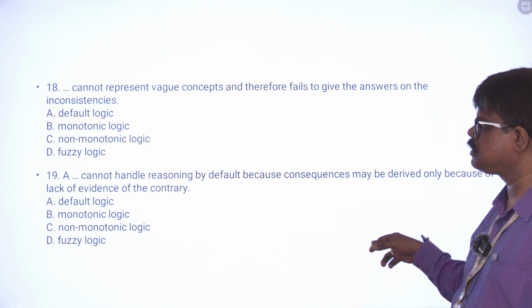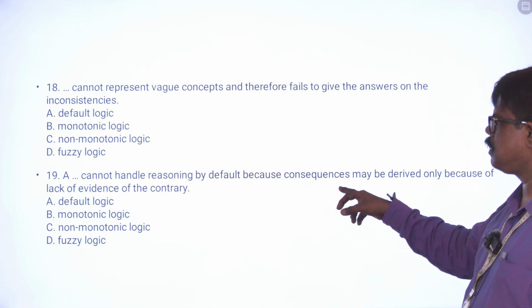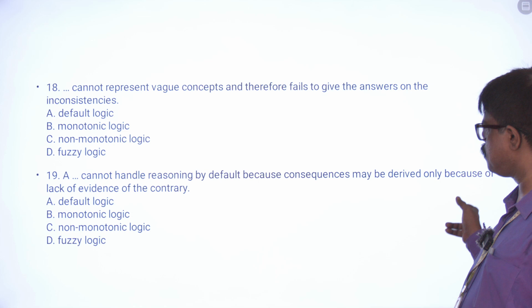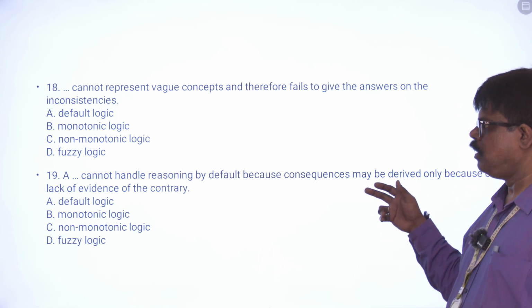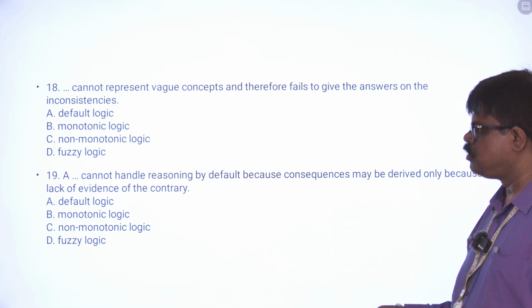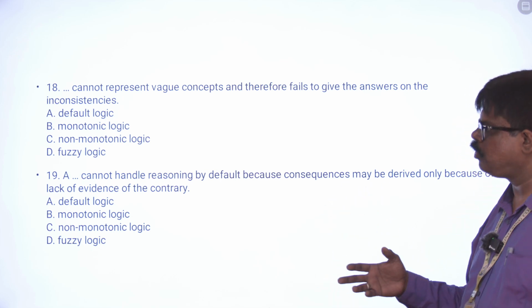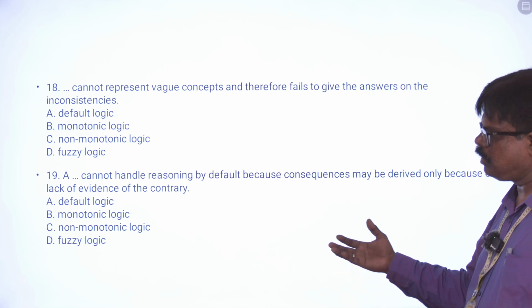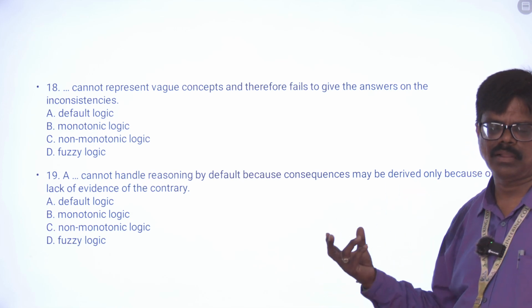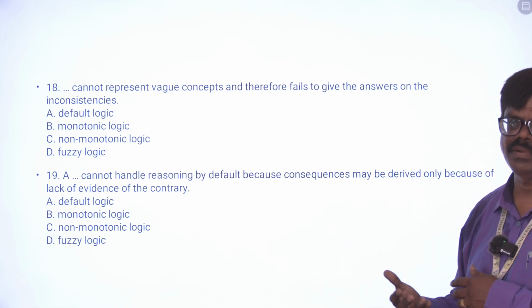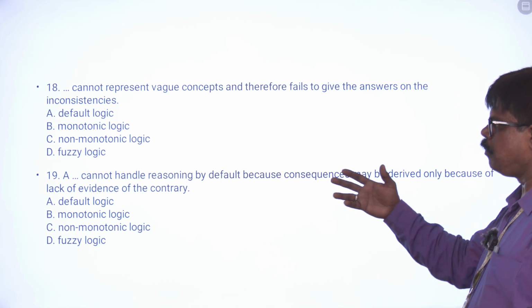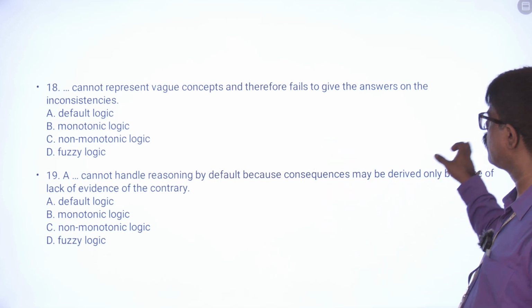The last, 19th one is a dash cannot handle reasoning by default because consequences may be derived only because of lack of evidence of the contrary. So the solution is monotonic logic. I already told you about how to handle monotonic logic. It keenly observes the lack of evidence. You don't have that much evidence when you start representing monotonic logic. So the solution is B.